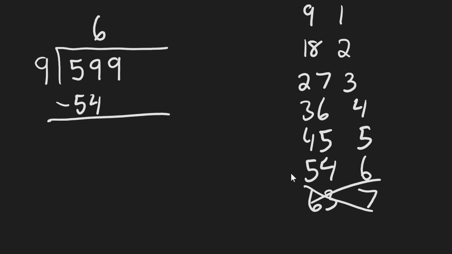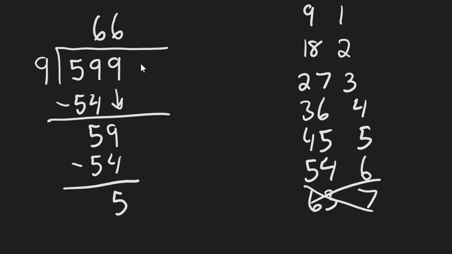And then down here, 59 minus 54 is 5, and then we can just drop this 9 down, and so we get 59. And then how many times does 9 go into 59? Well, we already know it goes in there 6 times, and so we'll write another 6 here, and once again subtract 54. And we're left with 59 minus 54, which is 5. There's nothing else to drop down, and so 5 is all we're left with.